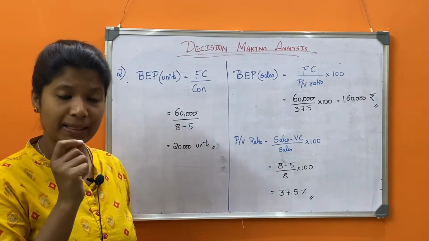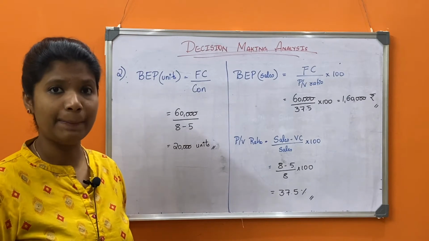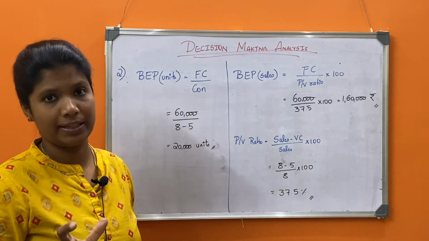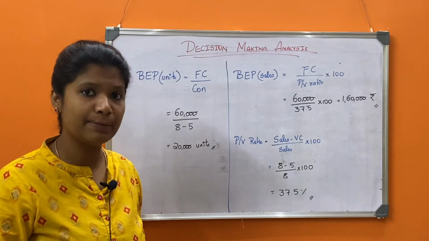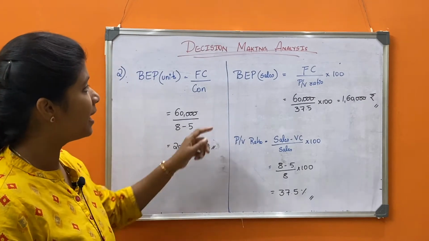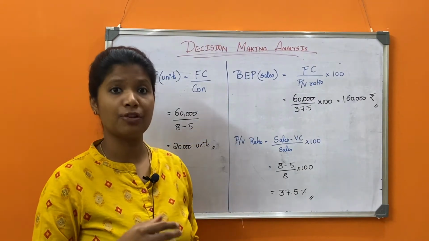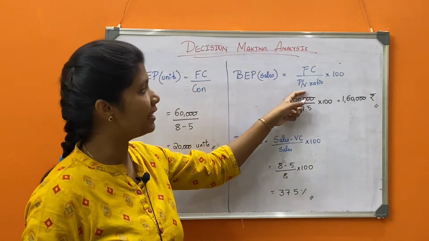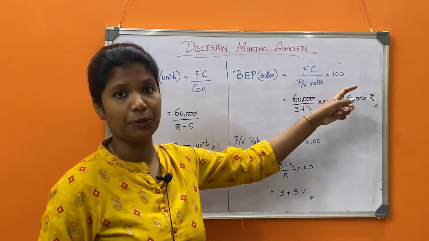So the break-even point for the company is when the company sells 20,000 units. It neither makes profit nor incurs loss. Next, break-even point in terms of sales. What is the formula? Fixed cost divided by PV ratio into 100.